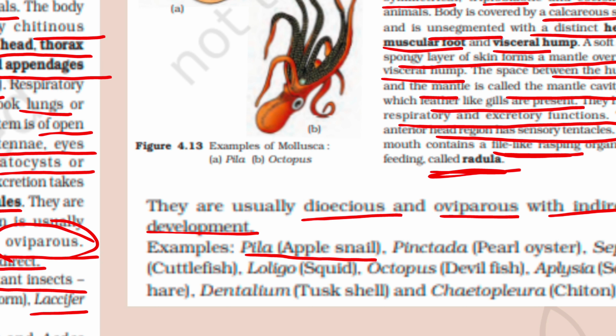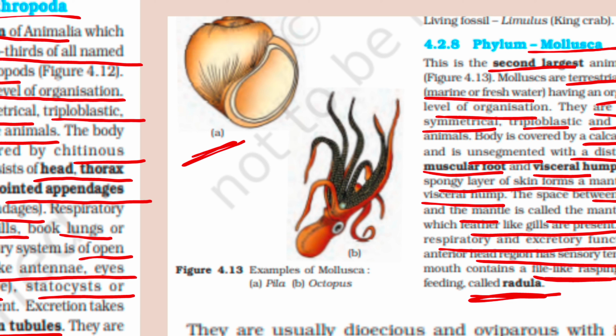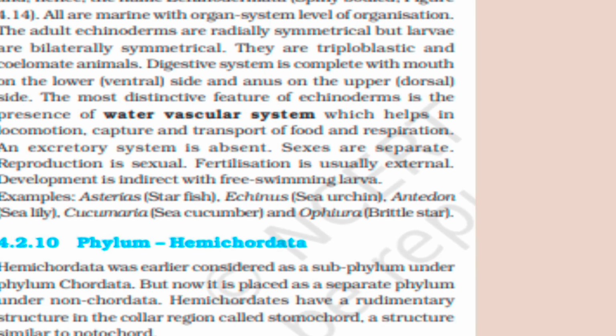Examples: Pila, apple snail, Pinctada, pearl oyster, Sepia, cuttlefish, Loligo, squid, Octopus, devilfish, Aplysia, sea hare, Dentalium, tusk shell, Chaetopleura, chiton. This is Pila, apple snail. This is Octopus, devilfish. Let's move to our next phylum, which is Echinodermata.